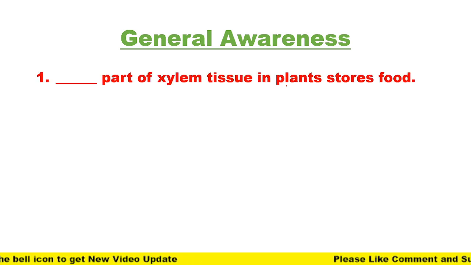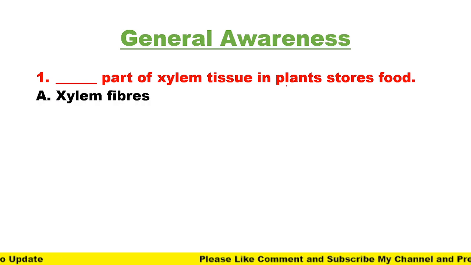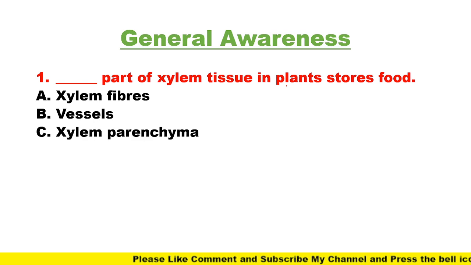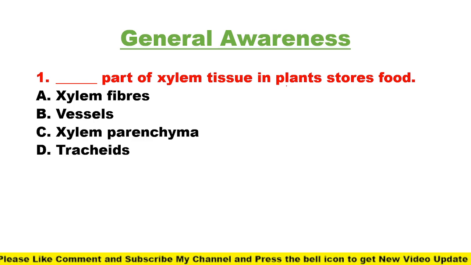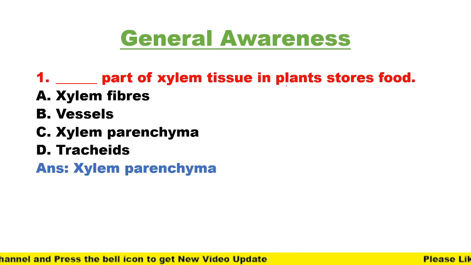Let's start. Dash part of xylem tissue in plants stores food, and the options are xylem fiber, vessels, xylem parenchyma, trachea. So which part of xylem tissue in plants stores food? And the answer is xylem parenchyma.